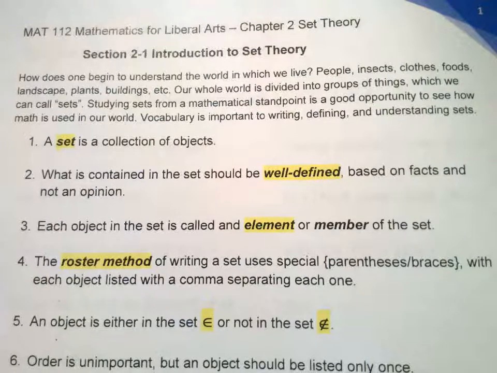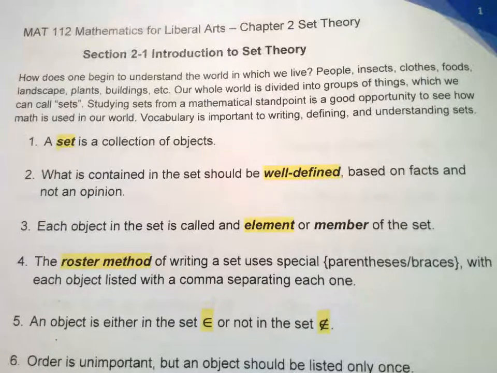Vocabulary is important to writing, defining, and understanding sets. So their point is, how do you start looking at anything in this world? Well, you start by grouping it. And we have all kinds of ways to do that. I want to talk about set theory, which is a collection of objects for a set.